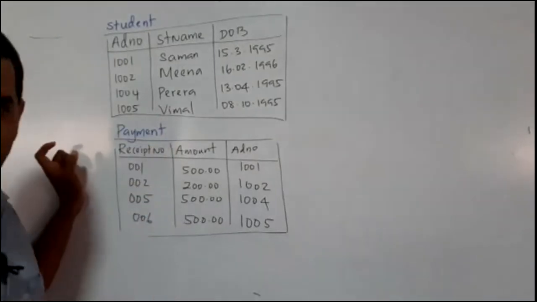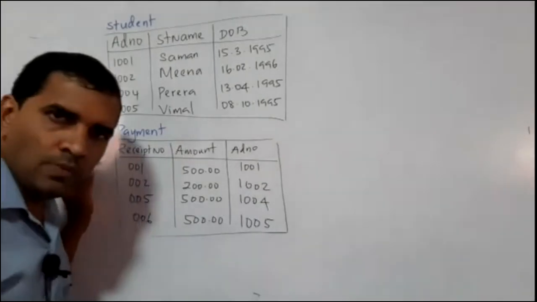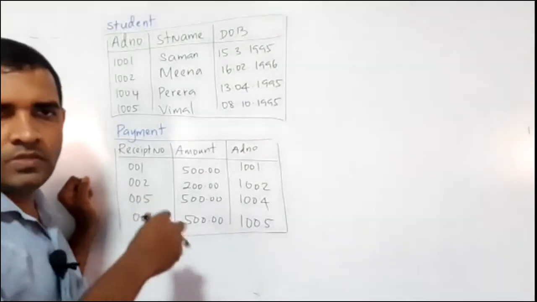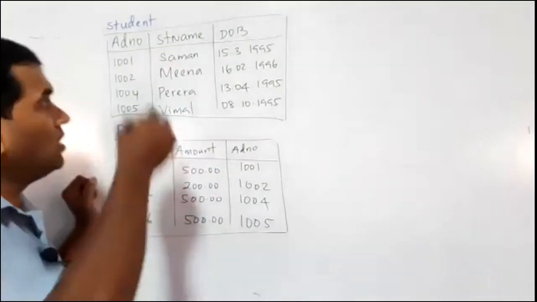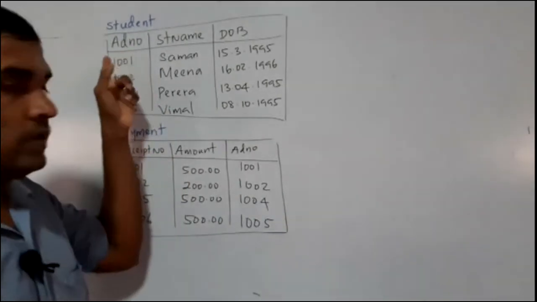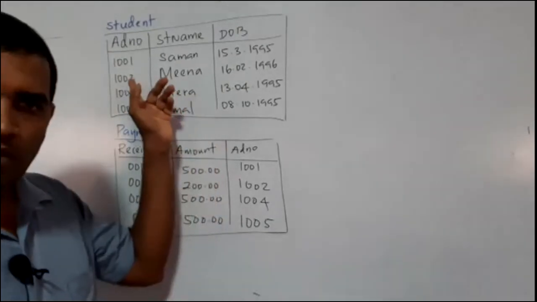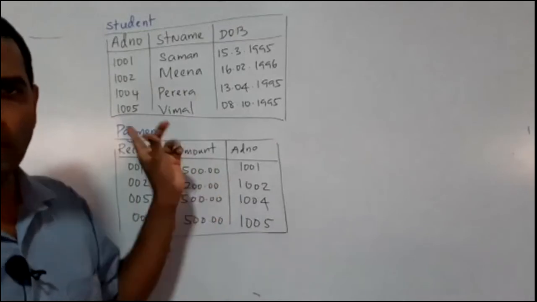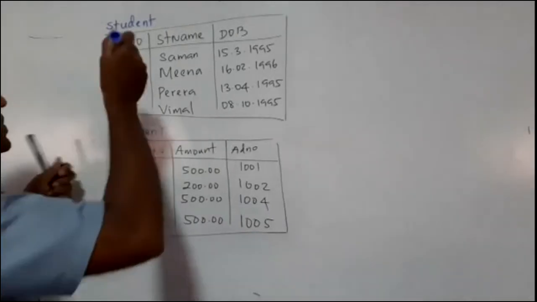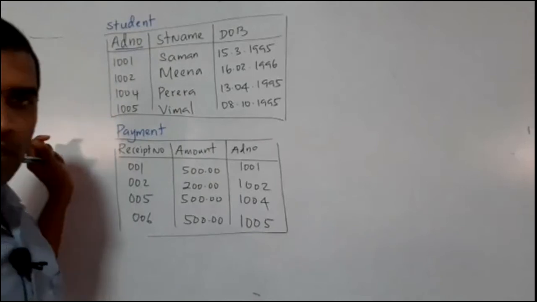These two tables have a relationship. Look at the first table, the student table, and the second table, the payment table. Both have a relationship because you can see the admission number in both tables. That field ADNO is found in both tables. With the help of that common field, these two tables can be connected. Don't forget that ADNO is the primary key of the student table.